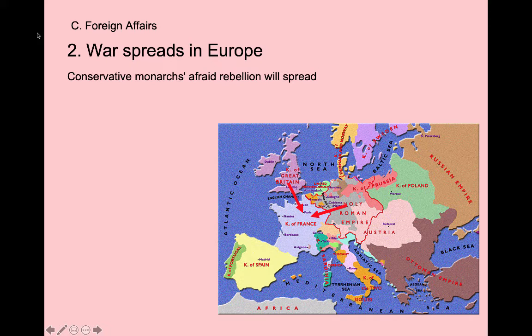And so we see, as we had talked about in our last slide, that the war in France does spread as other monarchs are concerned that their people will take up the French Revolution as well, and so they invade France.